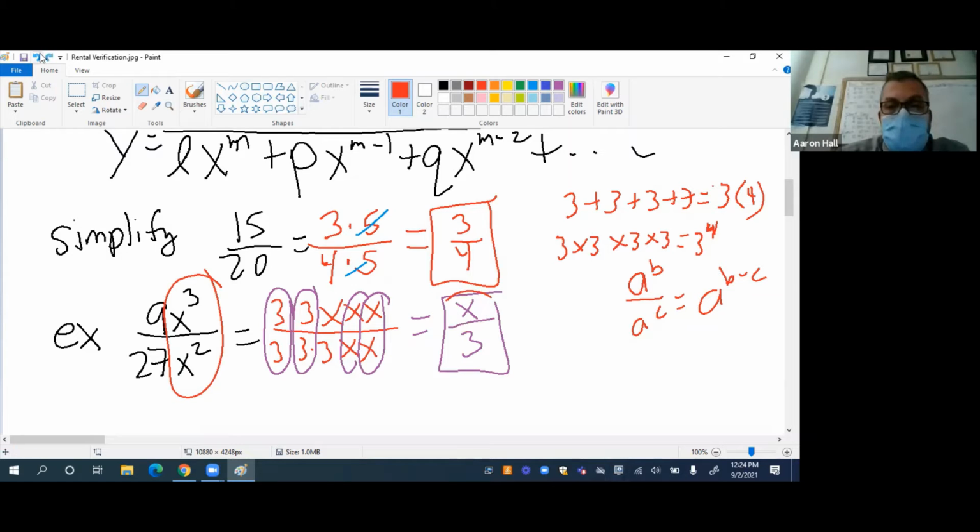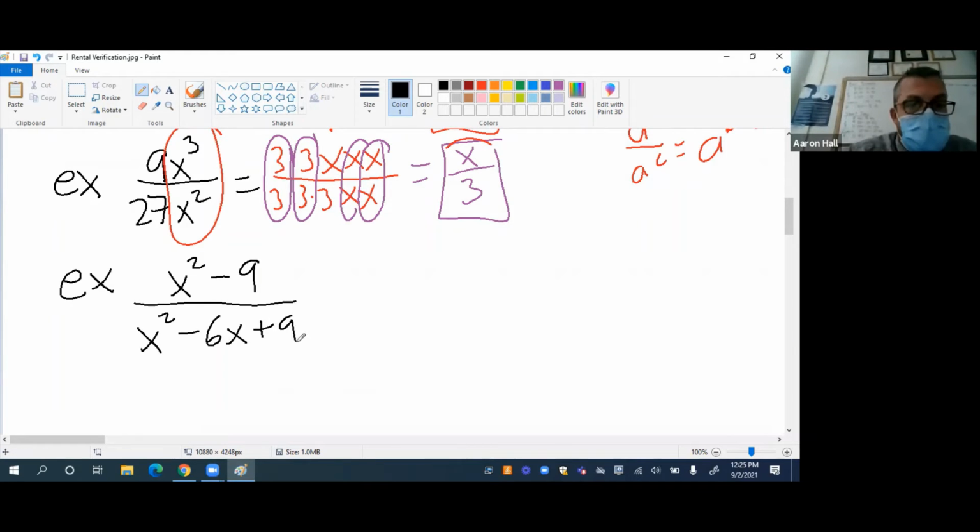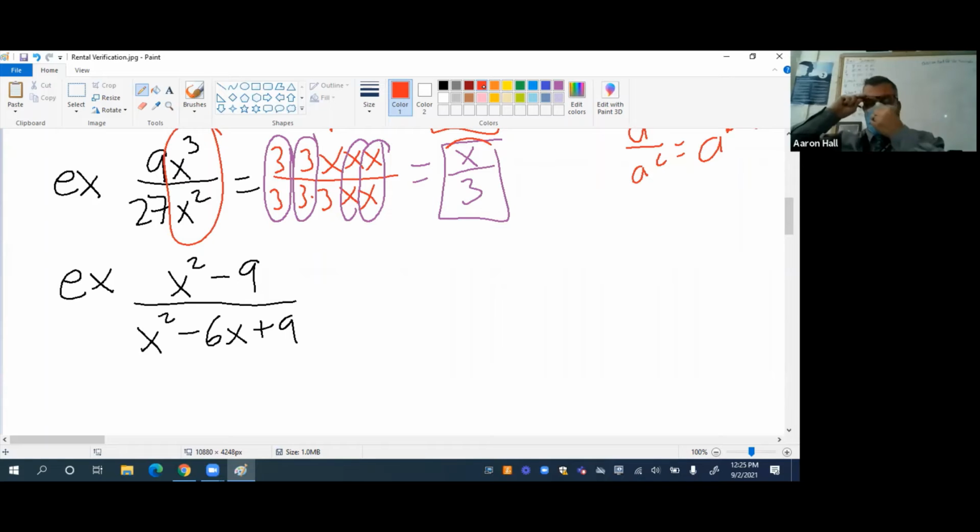All right, let's do another example. I have x squared minus 9 over x squared minus 6x plus 9. I'll give you a little bit of think time. This is what students want to do all the time. This is the temptation for all students. Is that okay? No.